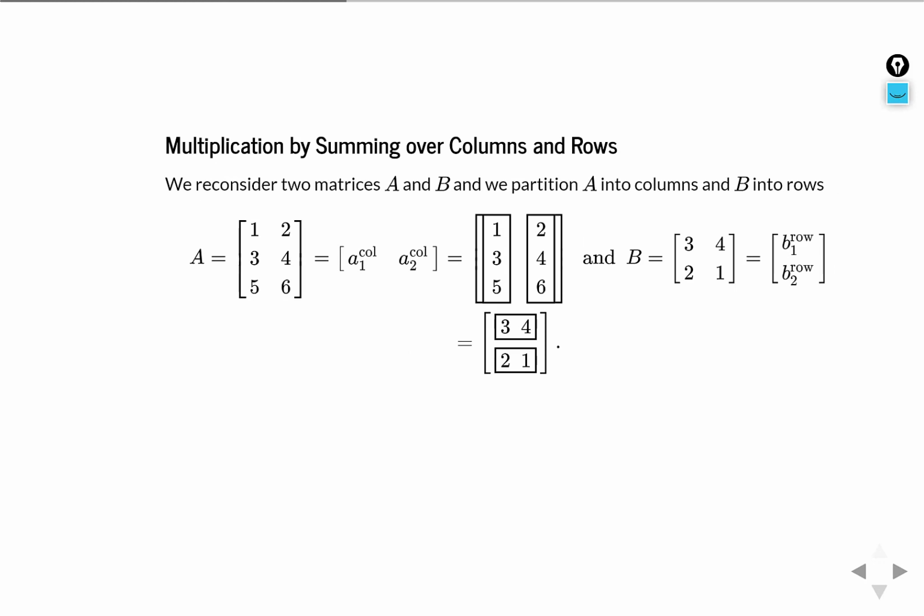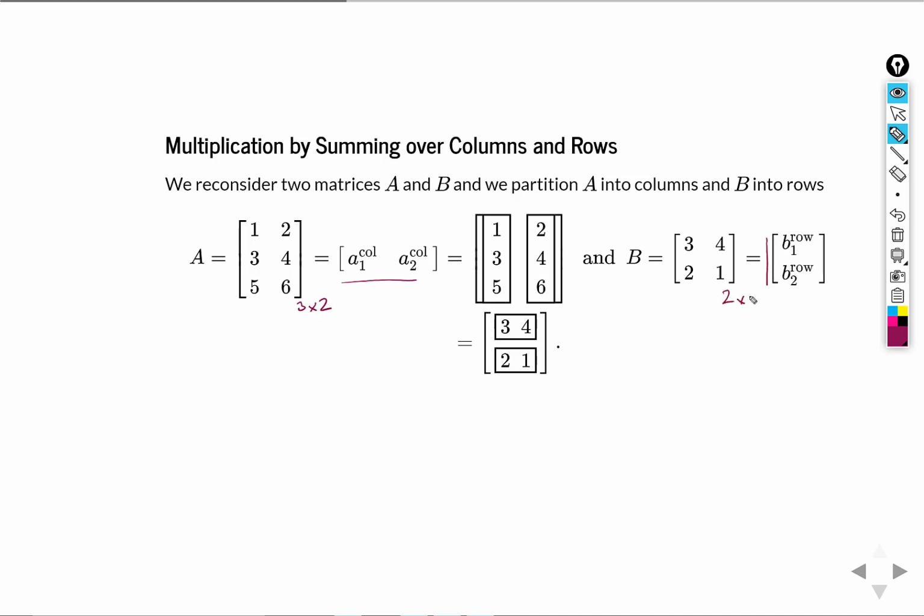Previously, we learned to compute the matrix multiplication while multiplying rows times columns. Now we're going to do the opposite. We first partition A into its columns. Here A is 3 by 2 and we get two 3 by 1 columns. And we partition B into its rows. B is 2 by 2 and we get two 1 by 2 rows.